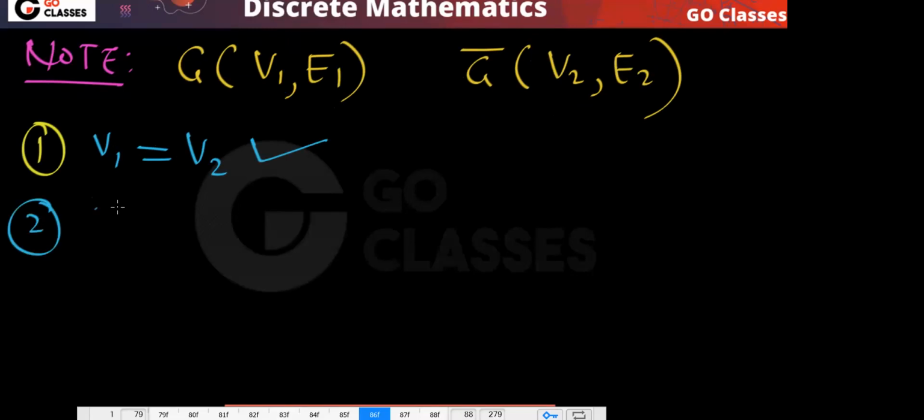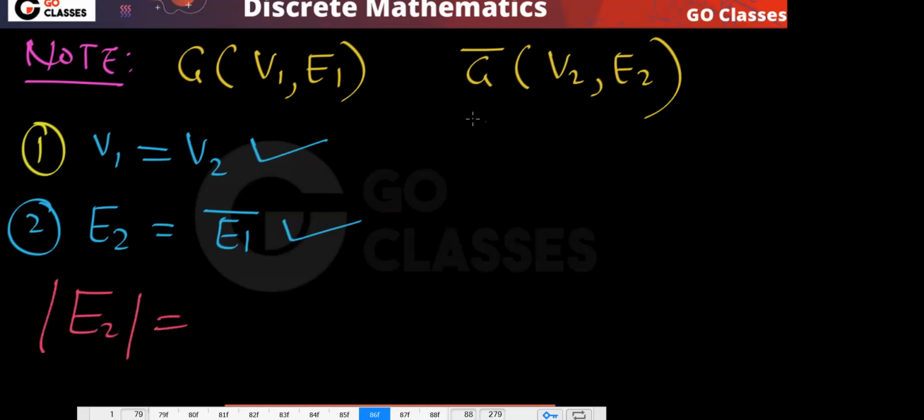But you can notice E2 is basically E1 complement. Okay, so tell me, what can I say about the number of edges in G bar? That will be the total number of edges. So first you find out the total number of edges.